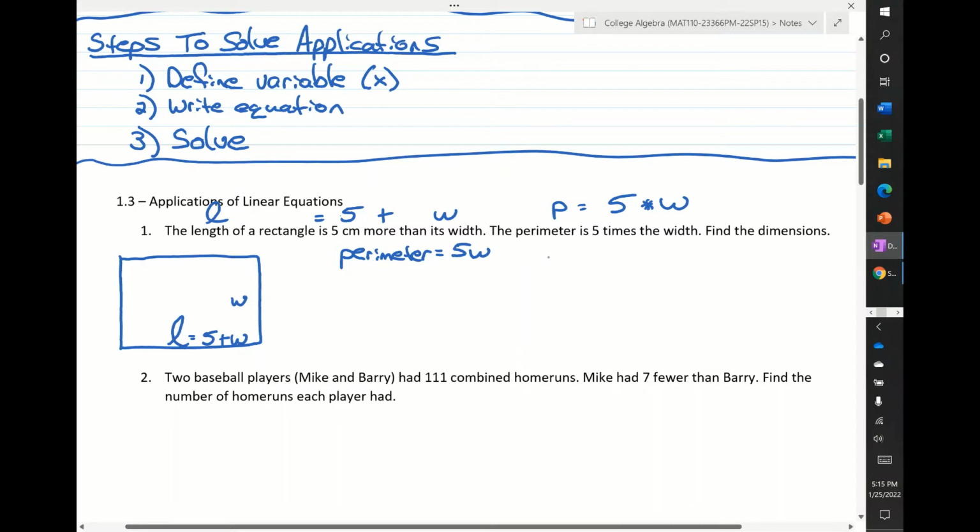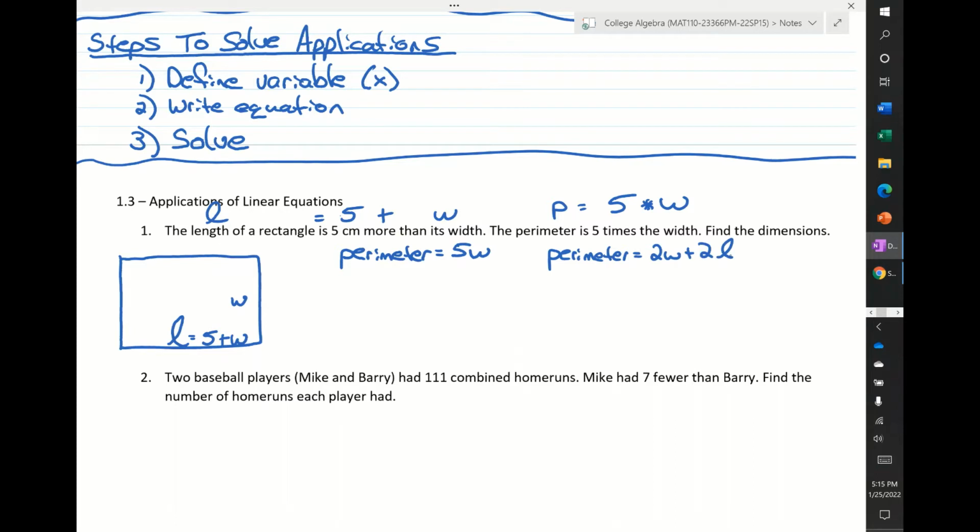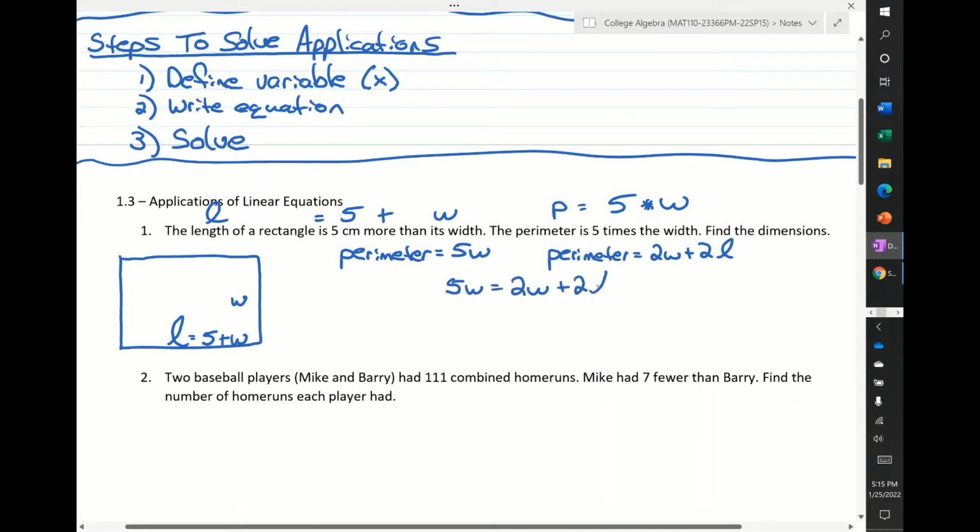So we know the perimeter is 5 times the width. We also know that the perimeter is 2 times the width plus 2 times the length. Right? Yeah, thank you. So if we know that the perimeter is equal to 2 things, that means that they're equal. At this stage, we could say, okay, if the perimeter is 5W and the perimeter is also something else, we could say that 5W is equal to 2W plus 2L.